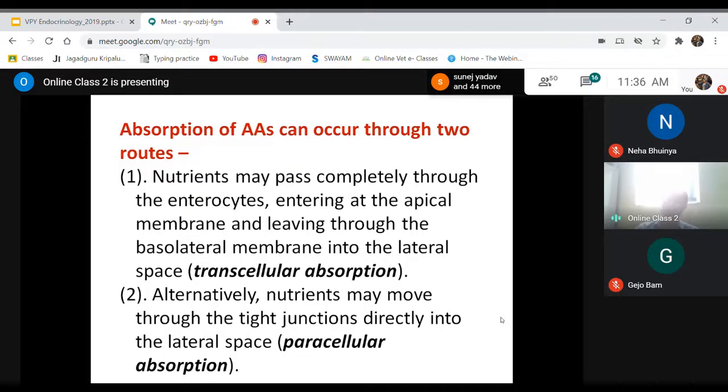Paracellular absorption is only present in the young animals, because paracellular absorption means absorption in between, through the tight junction of the enterocytes, whereas transcellular absorption means through the intestinal epithelial cells or through the enterocyte of the epithelium.